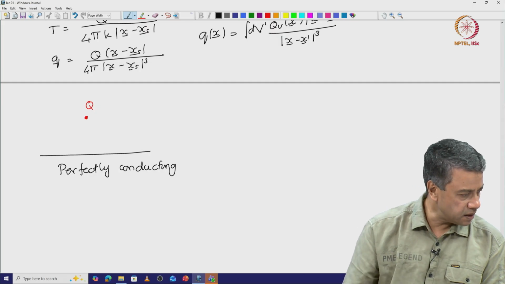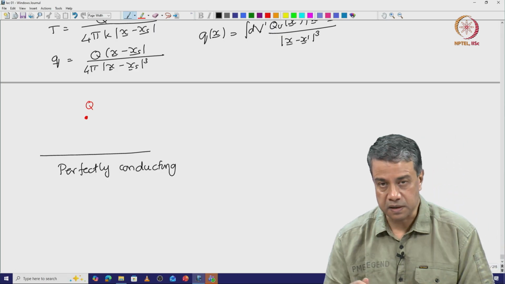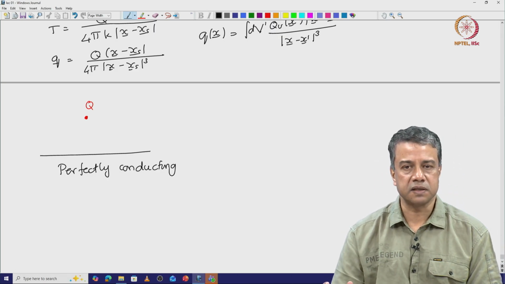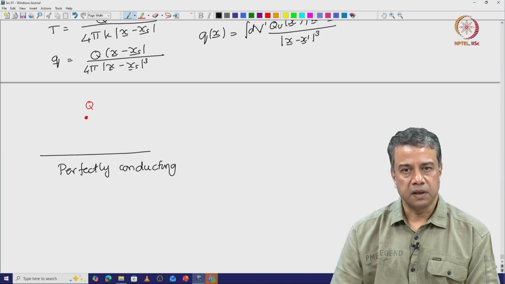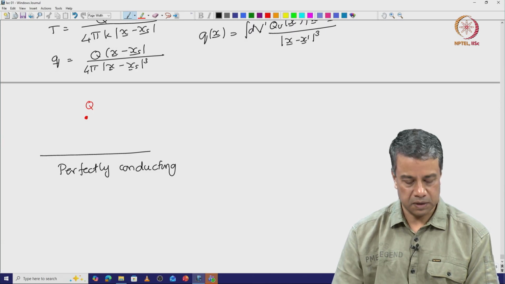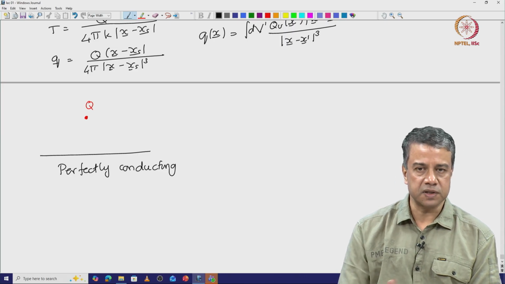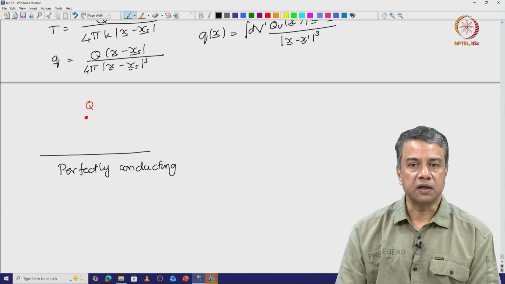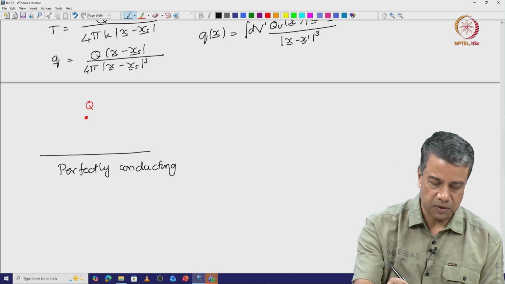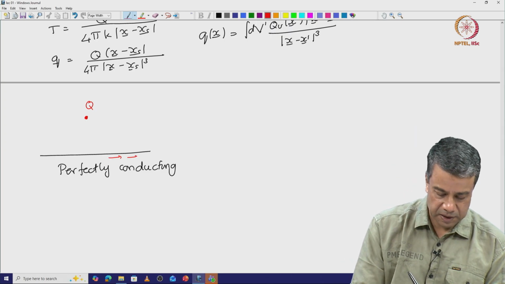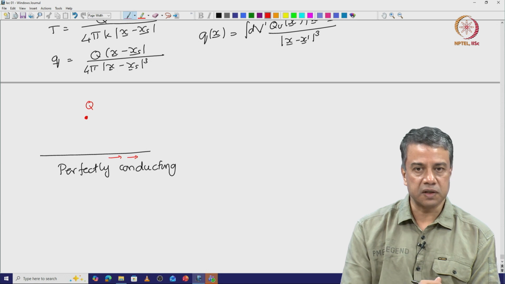If this is a perfectly conducting boundary, that means that the temperature has to be a constant along that boundary, because if it is perfectly conducting, heat is conducted instantaneously and temperature equalizes instantaneously. Since the temperature is a constant independent of position on that boundary, there cannot be any heat flux tangential to the boundary, because a heat flux tangential to the boundary requires a temperature gradient parallel to the boundary.